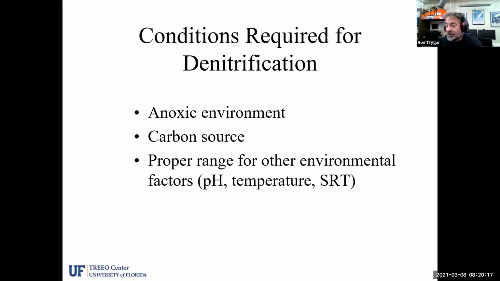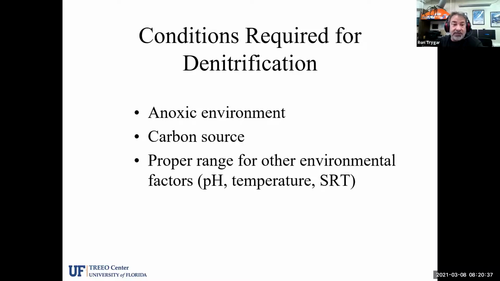An anoxic environment is very important. We're going to need carbon for these bacteria. The carbon source is going to be supplied to these bacteria in the form of the sewage, the organic components that we're sending down the pipeline into the treatment plant. So the carbon source is going to be raw sewage.